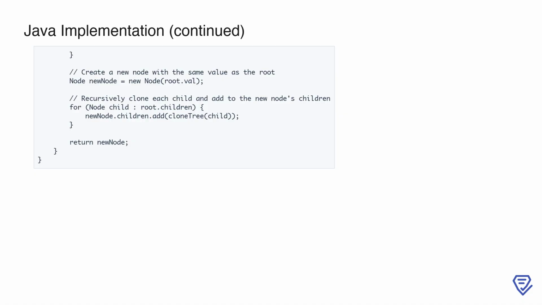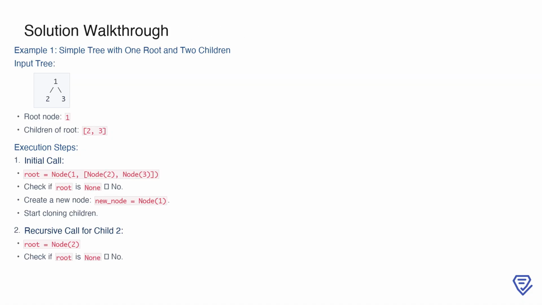Let's start with example 1, where we're given a simple tree with one root and two children. The root node is labeled 1, and its children are nodes 2 and 3. First, we make the initial call with the root node, represented as node 1, node 2, node 3. We check if the root is none, but since it isn't, we proceed to create a new node with the same value as the root. This gives us new_node equals node 1.